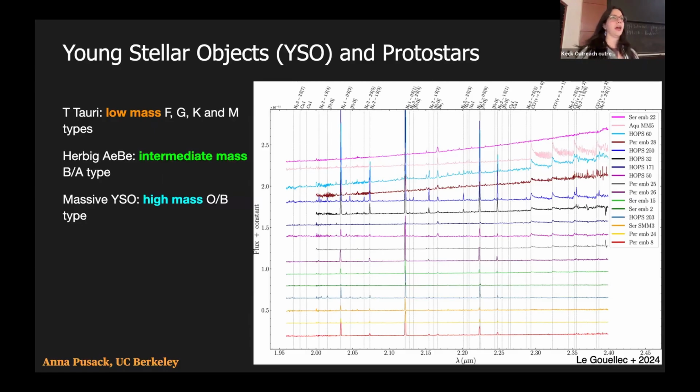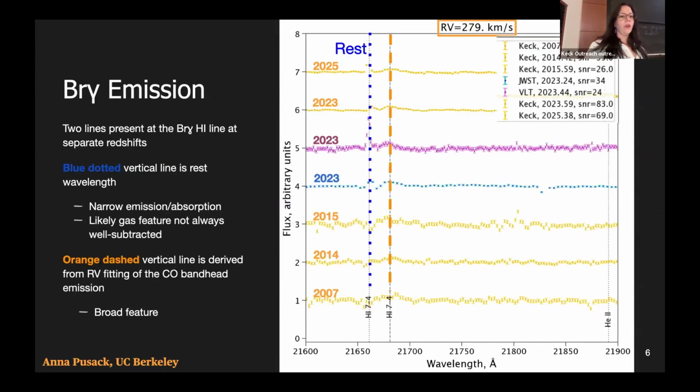And this is really where Keck comes into play. We have several epochs of data collected by the Galactic Center group dating back almost 20 years.